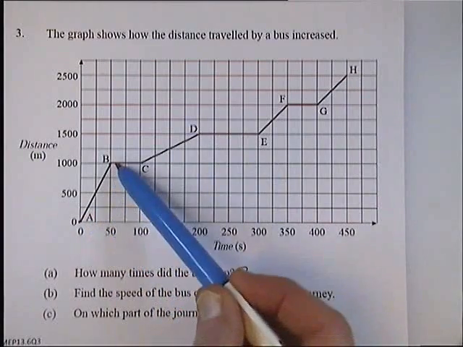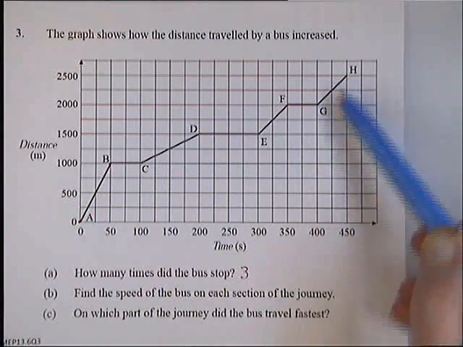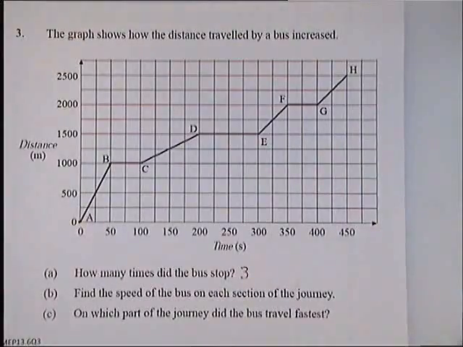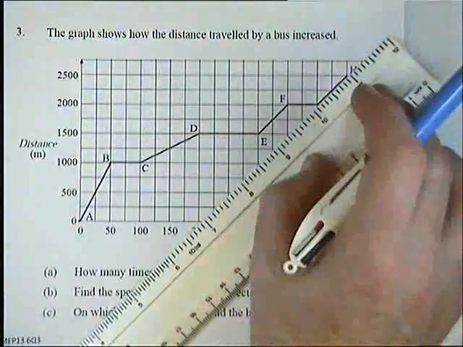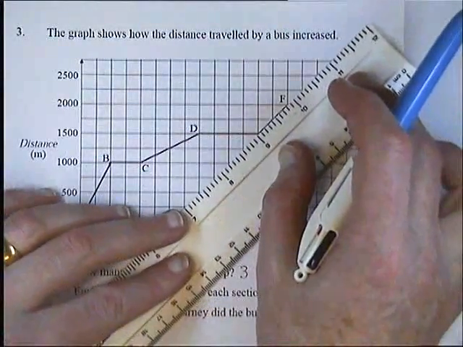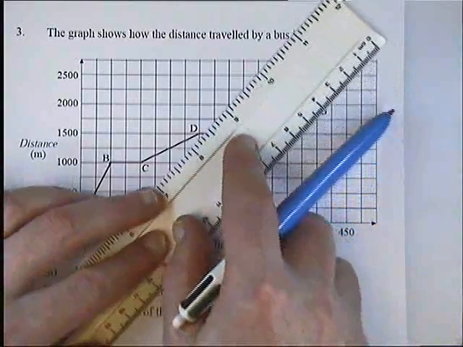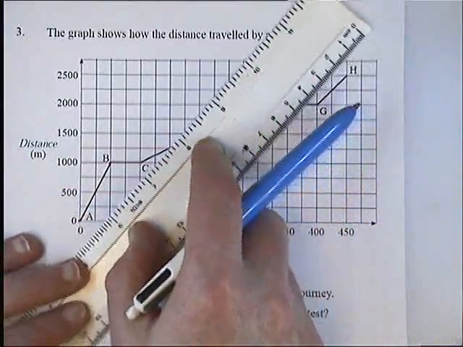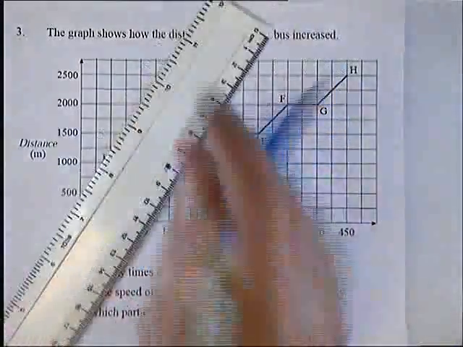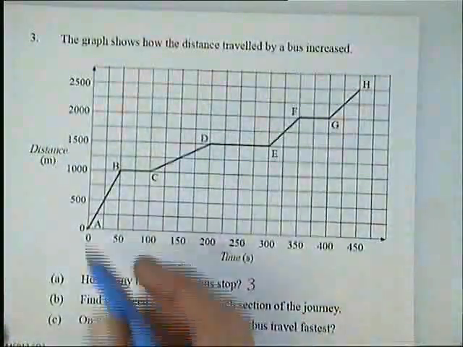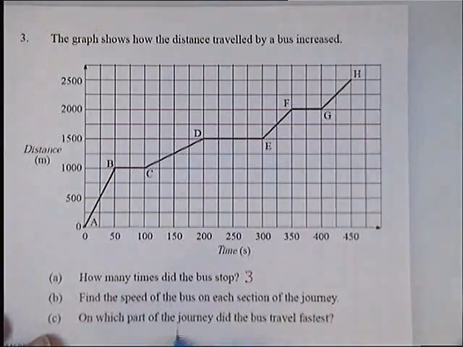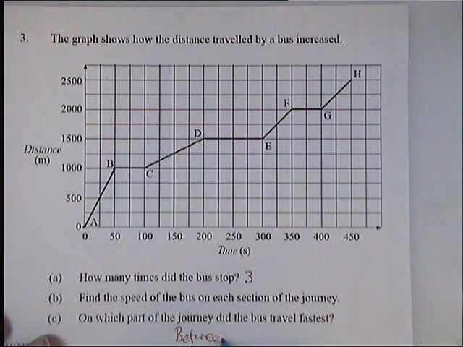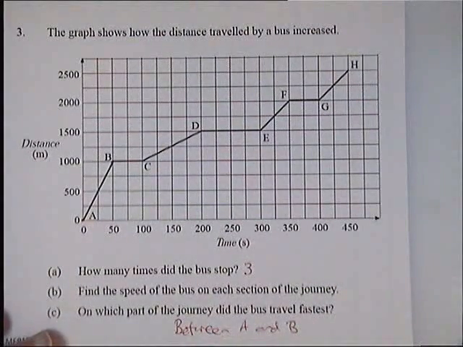So if you compare that line, that line, that line and that line, which line is the steepest? You can use a ruler if you want to. This line up here, that is that steep. I've just lined the ruler up. This line here, that's the same steepness. This line here, that's shallower. This line over here is steeper still. So the steepest bit of that journey is between A and B. So which part did it travel the fastest? It is between A and B. And we know that was the fastest because it was the steepest bit.